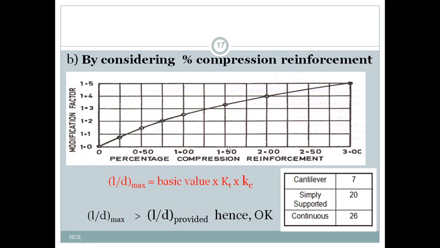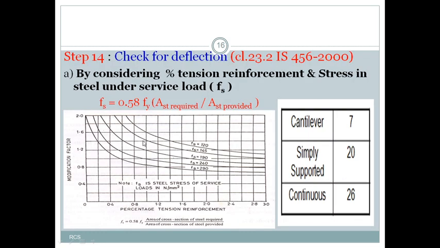Here also one graph is provided, with the percentage of compression reinforcement on the x-axis and a modification factor on the y-axis. Based on the percentage of compression reinforcement, we can calculate the modification factor. So this will be Kc, the modification factor in the compression zone, and Kt is the modification factor in tension with respect to tension steel.